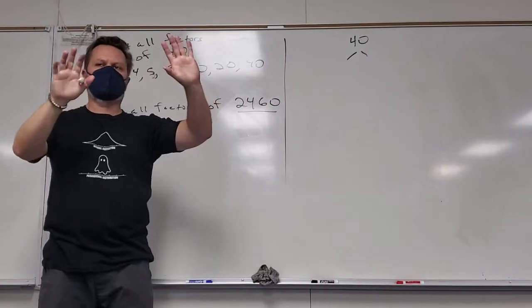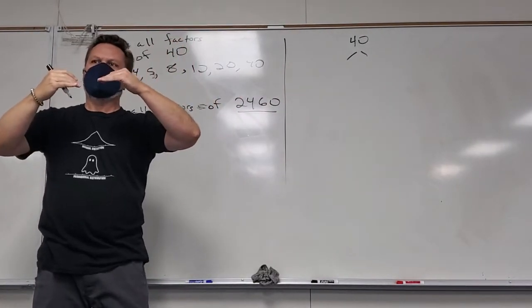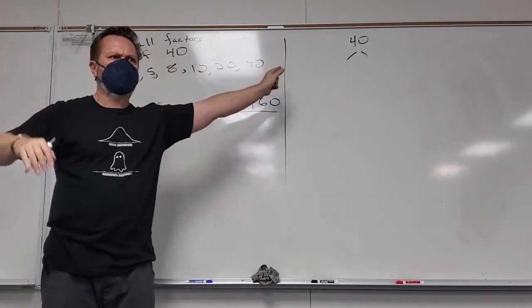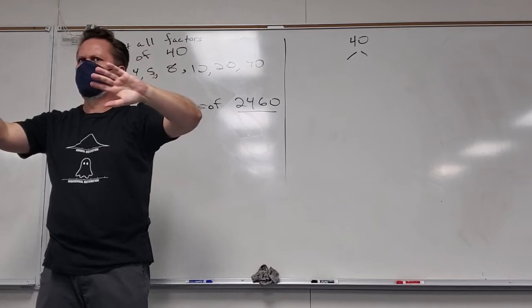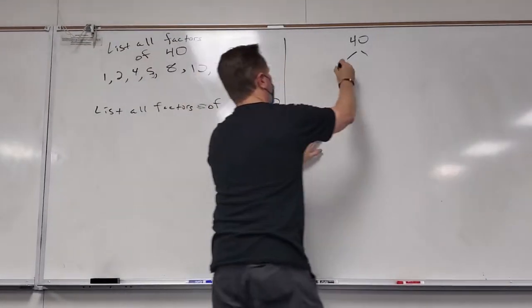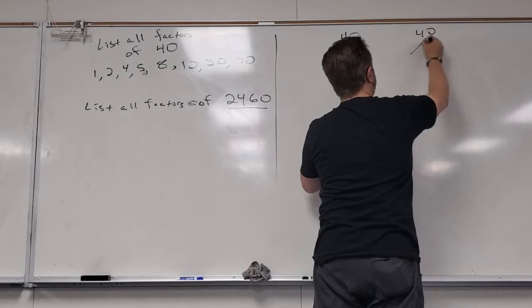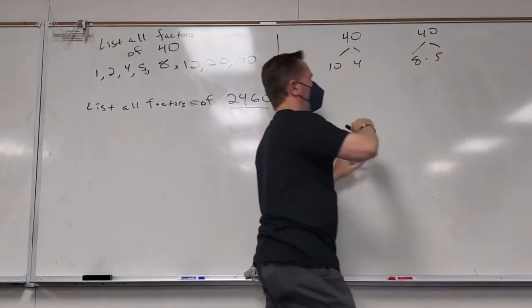So here's what I love about this. Let me see if you guys are going to understand. Can somebody give me one way to factor 40, just to put underneath there? 10 and 4. Did anybody else consider a different way? 8 and 5. Okay. So let's do 10 and 4, and let's do 8 and 5.